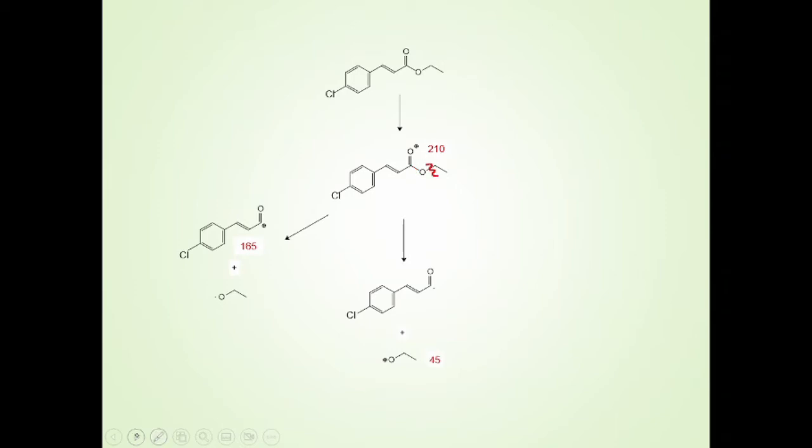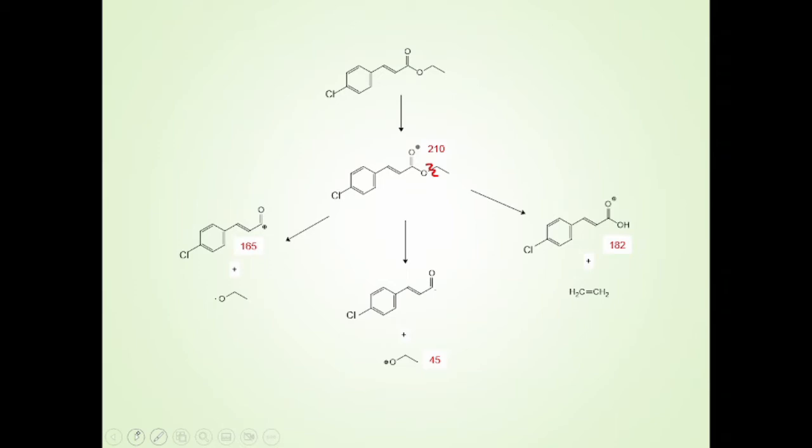Could also break at the other side of that oxygen. When that happens, we get this. Of course, now something strange has happened here. This oxygen does not have a hydrogen on it. Where'd that hydrogen come from? In fact, this is a CH3, not a CH2. What happened? Anybody remember this from lecture?